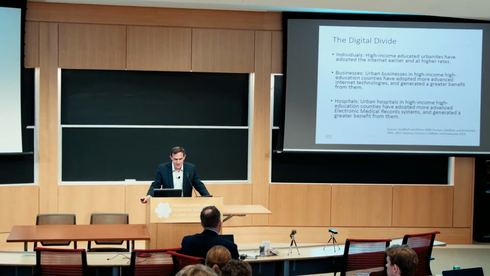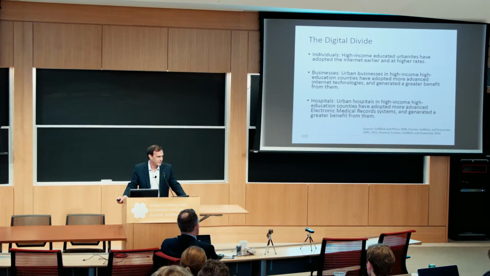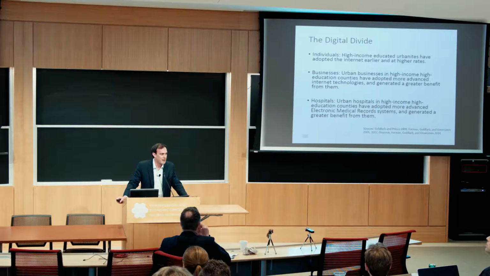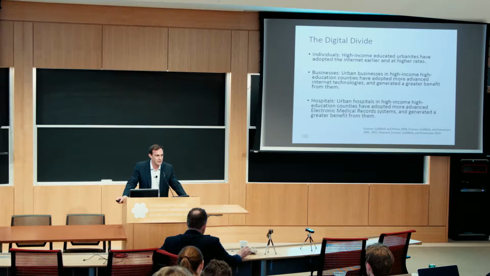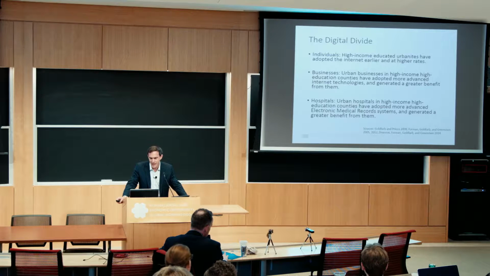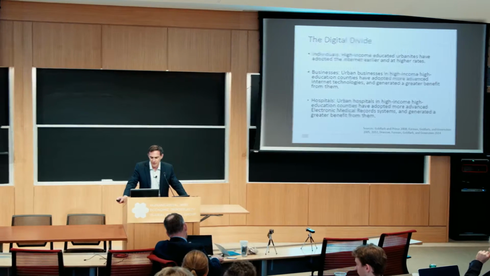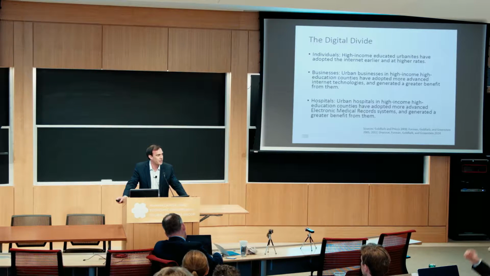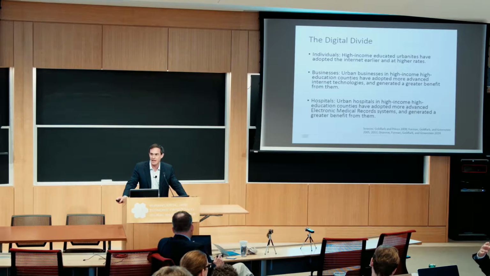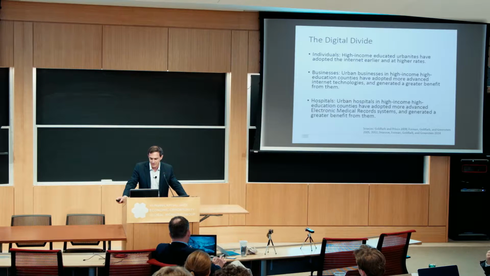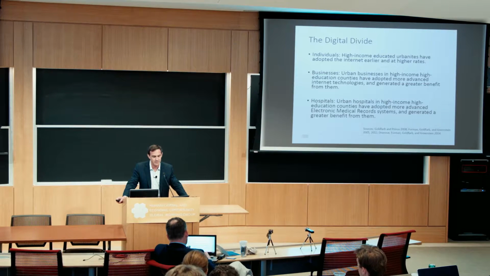So I actually started when they said, well, let's talk about inequality, digital, and market design. I started with my own research on digital and inequality, which is probably why I was invited here in the first place. And so we have this digital divide. Individuals, high income, educated urbanites, have adopted the internet earlier and at higher rates. Urban businesses in high income, high education locations tend to adopt first, and then once they adopt, they tend to use it better. And we see something very similar in the hospital context. Urban hospitals that are in high income counties tend to benefit the most from the internet.